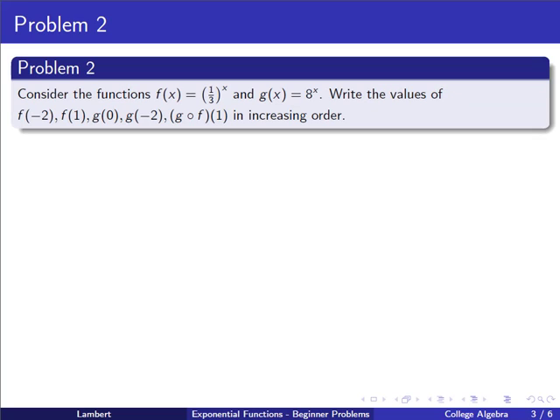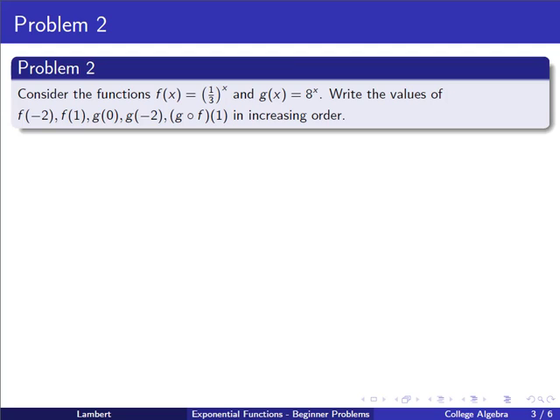Moving forward, let's consider the functions f of x equals 1/3 raised to the x power and g of x equals 8 to the x. Write the values of f of negative 2, f of 1, g of 0, g of negative 2, and g composed with f of 1 in increasing order.